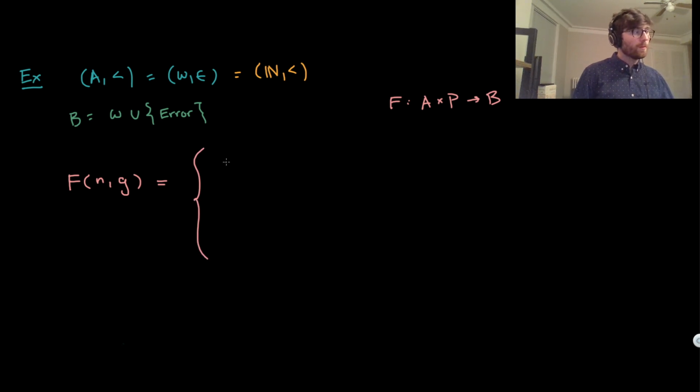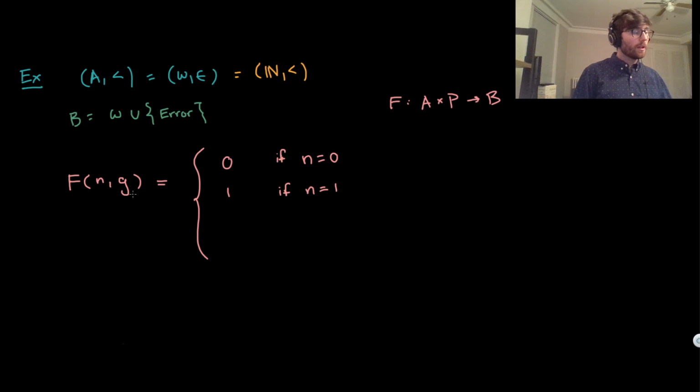Well, if n was 0, then what we're going to output is 0. So if n is 0. And if n was 1, then we're going to output 1. Those are the first two numbers in the Fibonacci sequence. And what's going to happen when n is bigger than or equal to 2? We're going to output the sum of the previous two values.